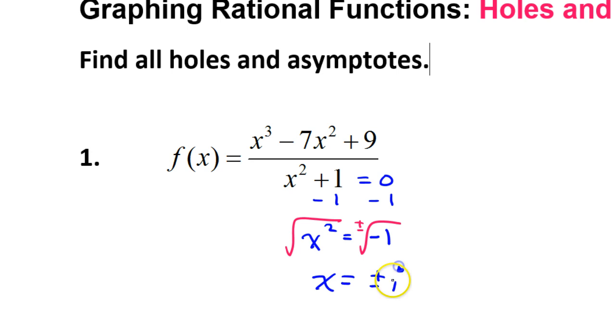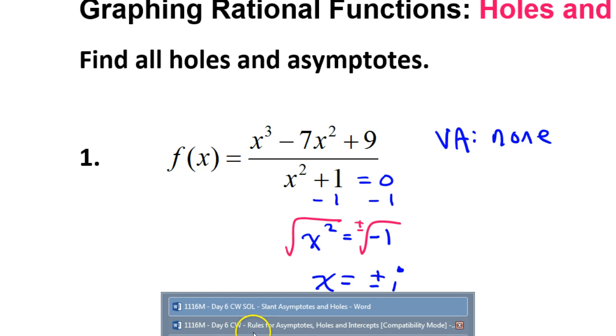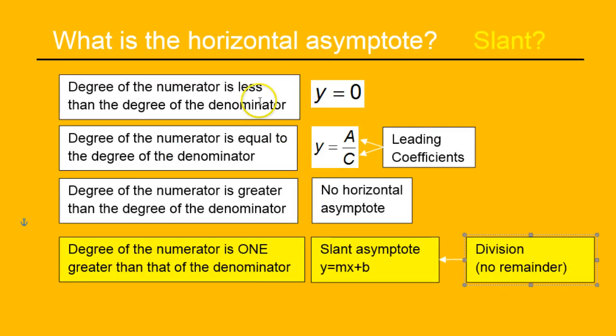This is plus or minus i. Alright, imaginary numbers will not cause asymptotes. So as far as vertical asymptotes go, we're just going to say none. Okay, now let's move on to horizontal asymptotes. And again, we look at the degree and see which one of these situations we fall into.